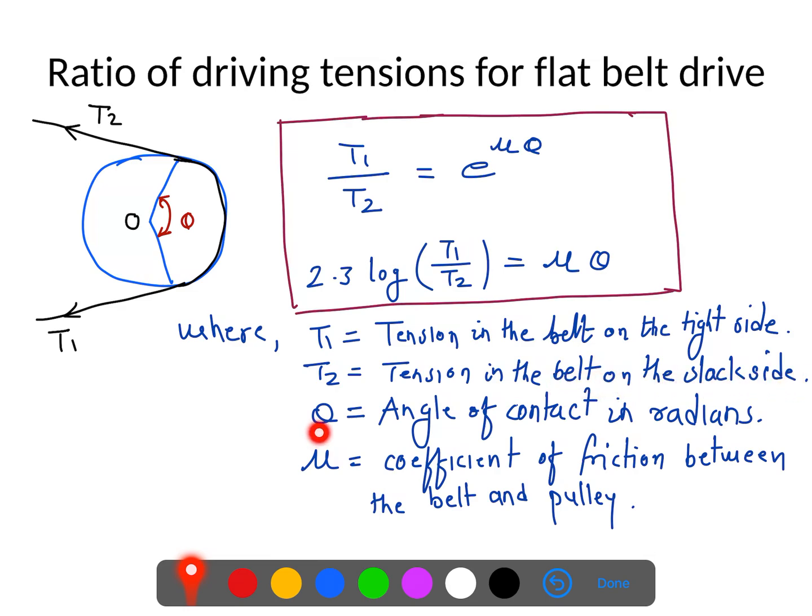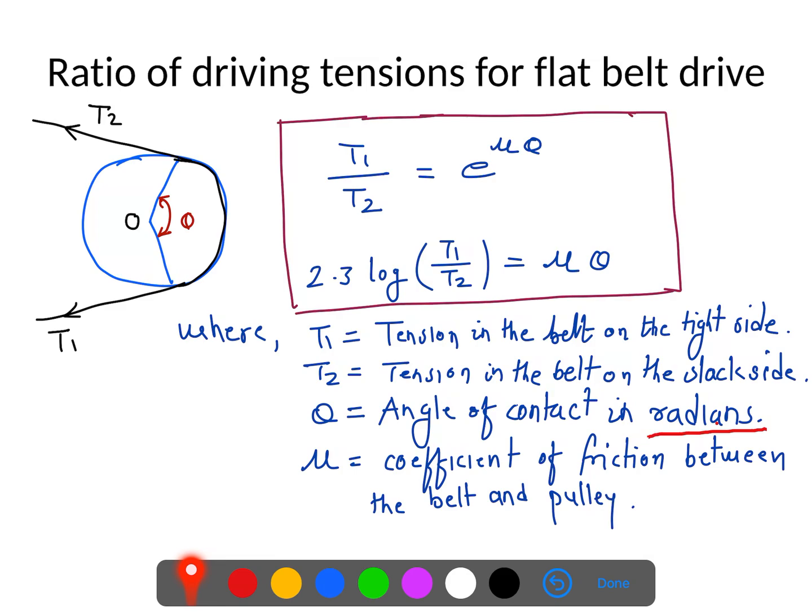But what is theta? Theta is the angle of contact in radians. Just look at this angle of contact in radians. This particular angle theta is not in degrees, but it is radian. That thing we have to remember. And mu is the coefficient of friction between the belt and the pulley.